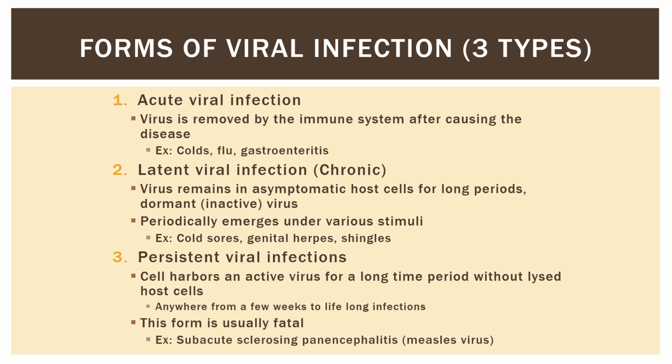Persistent viral infections are going to be where the individual infected is going to have symptoms the entire time for the infection, and typically these are going to result in fatal conclusions. So you can think of things like HIV as being a decent example of a persistent viral infection. So you're going to have an active virus, so there's no dormant periods, and the individual is going to be showing symptoms for the duration of that infection until potentially and unfortunately death.